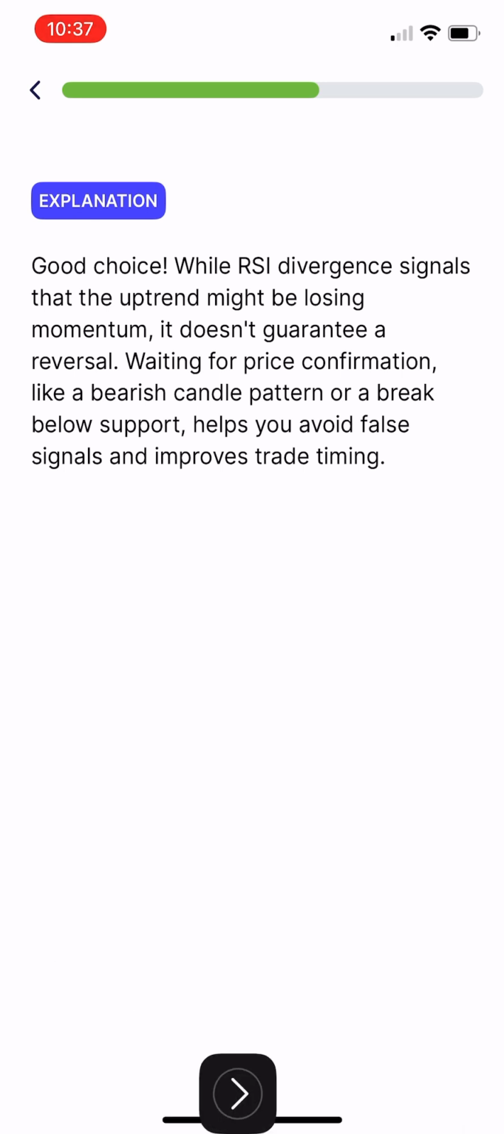Explanation: good choice. While RSI divergence signals that the uptrend might be losing momentum, it doesn't guarantee a reversal. Waiting for price confirmation, like a bearish candle pattern or a break below support, helps you avoid false signals and improves trade timing.